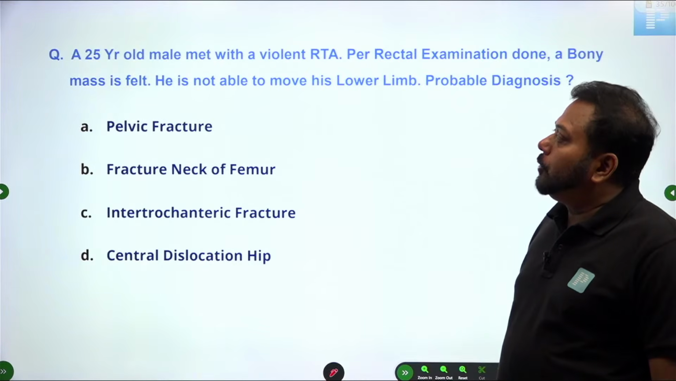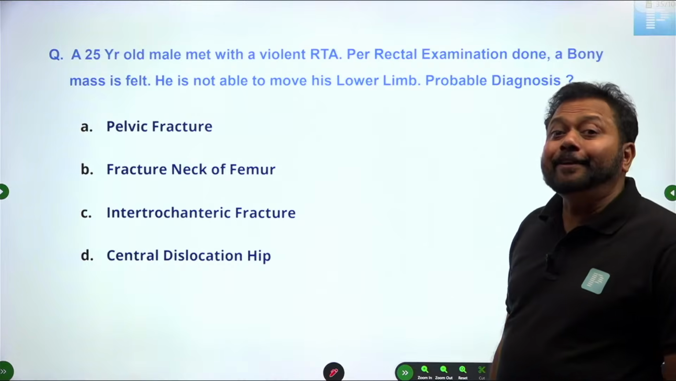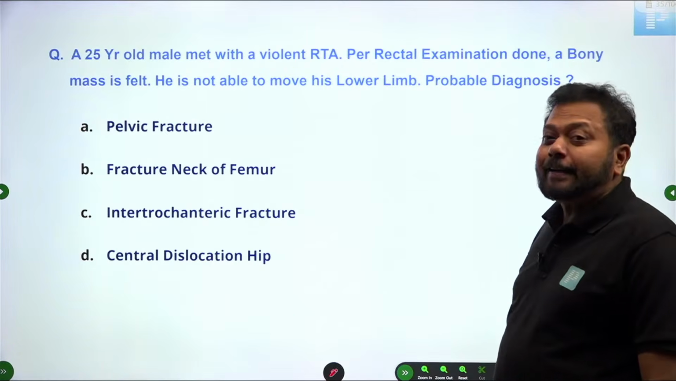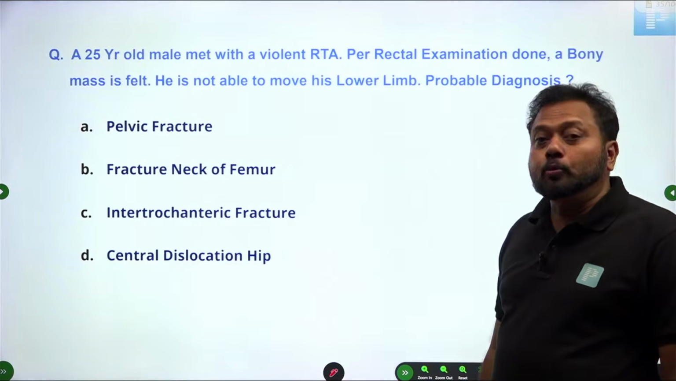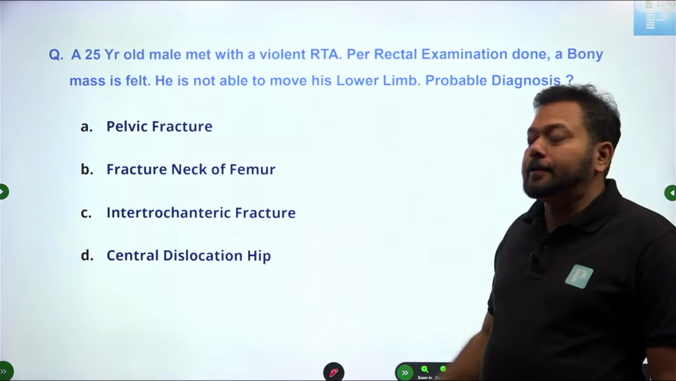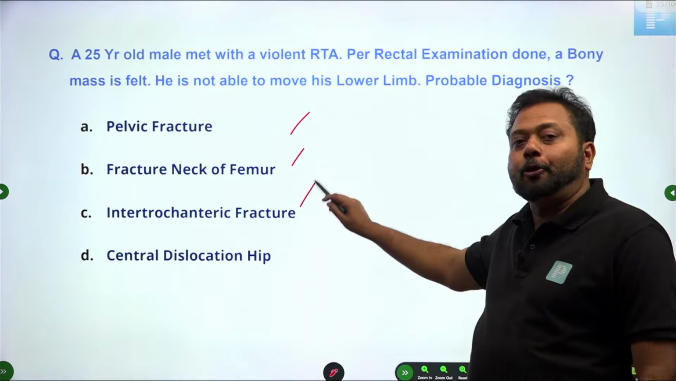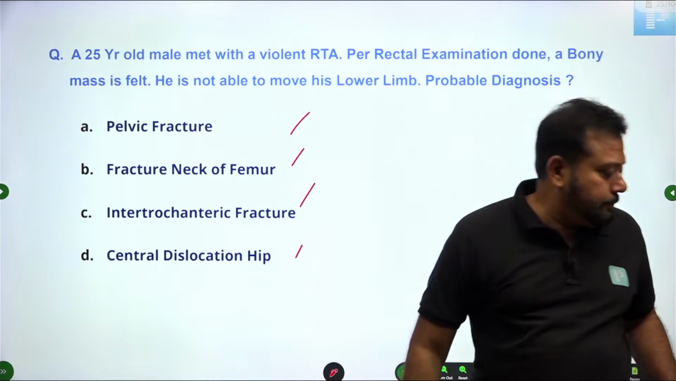A 25-year-old male met with a violent road traffic accident. Per rectal examination done. A bony mass is felt. He is not able to move the lower limb. Probable diagnosis: pelvic fracture, fracture neck of femur, intertrochanteric fracture, central dislocation hip.